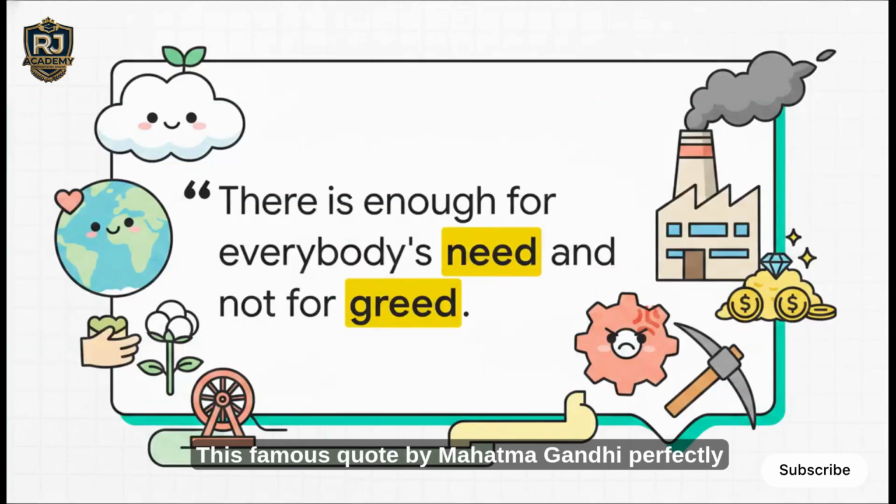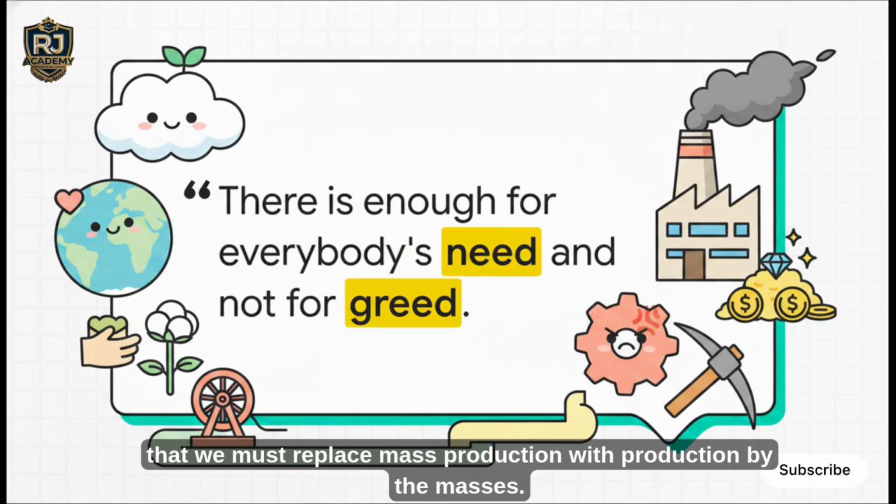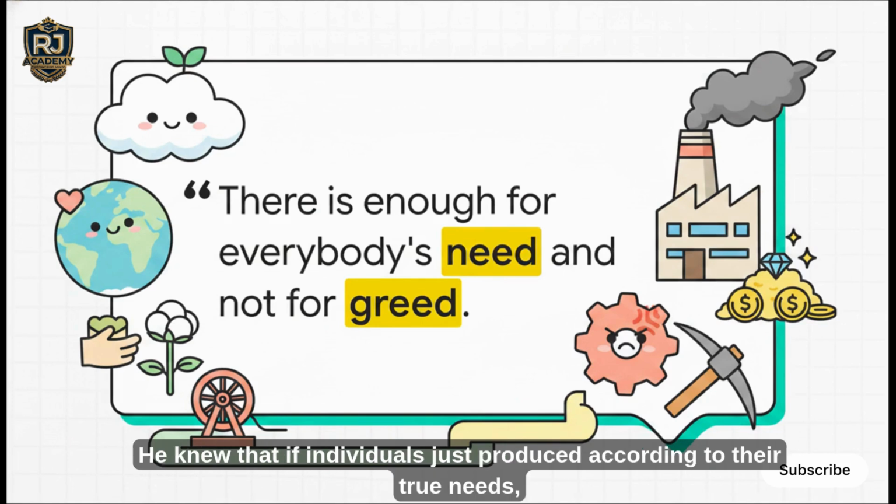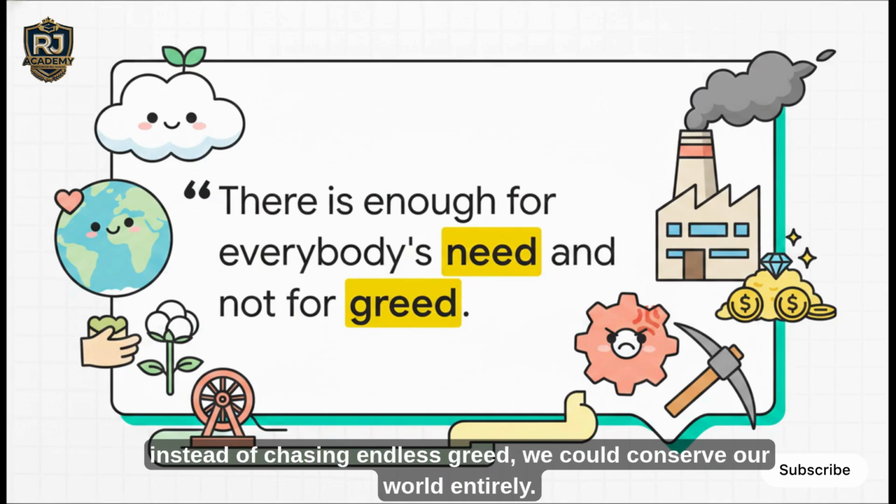This famous quote by Mahatma Gandhi perfectly captures his philosophy regarding resource conservation. He said, "There is enough for everybody's need and not for anybody's greed." He strongly believed that we must replace mass production with production by the masses. Historically, colonizers used their advanced technology to exploit the resources of the nations they conquered, and Gandhi saw this destructive pattern very early on. He knew that if individuals just produced according to their true needs, instead of chasing endless greed, we could conserve our world entirely.